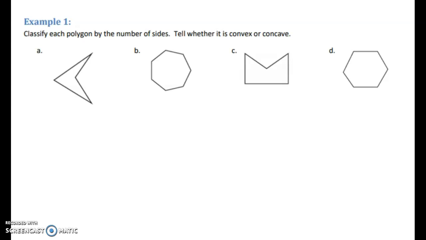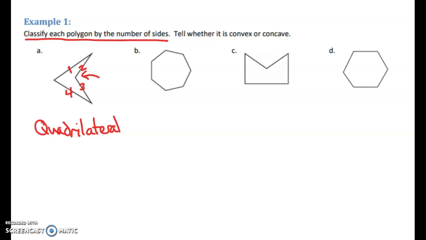On 1A, it says, classify each polygon by the number of sides. Well, just count them. I'm just going to mark them. That's 1, 2, 3, 4. So this is 4 sides. If you look back to your chart, this is a 4-sided polygon, so it is a quadrilateral. Now notice right here it caves in, so it says tell whether it's convex or concave, and it is concave.